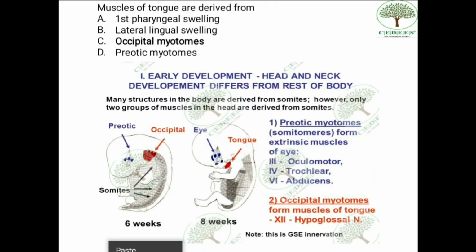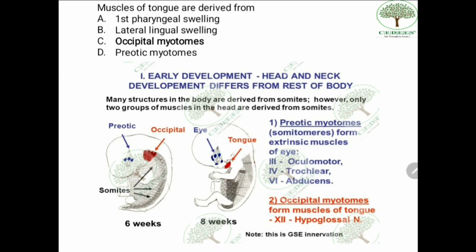Hello everyone. I'll be solving a few doubts which you all have put across, mainly on embryology and anatomy. Let's start with the first one. One student asked me a question regarding this MCQ. Muscles of the tongue are derived from which of the following?